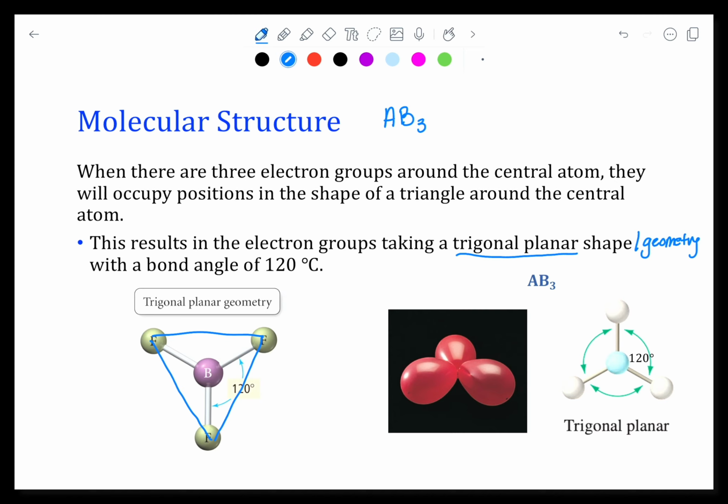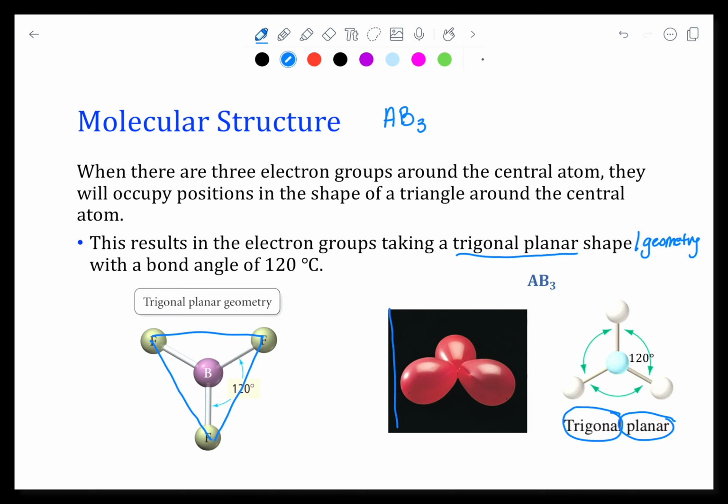So we have 3 groups now. They're going to form an equilateral triangle, and those angles are all going to be 120 degrees. So we're decreasing from 180 for linear, now we're at 120. We're going to see that bond angle continue to decrease as we add more and more groups off of that central atom. So the name of this, again, chemists are not very creative in their naming. We get trigonal because it makes a triangle, and we get planar because all of the electron groups are in the same plane.